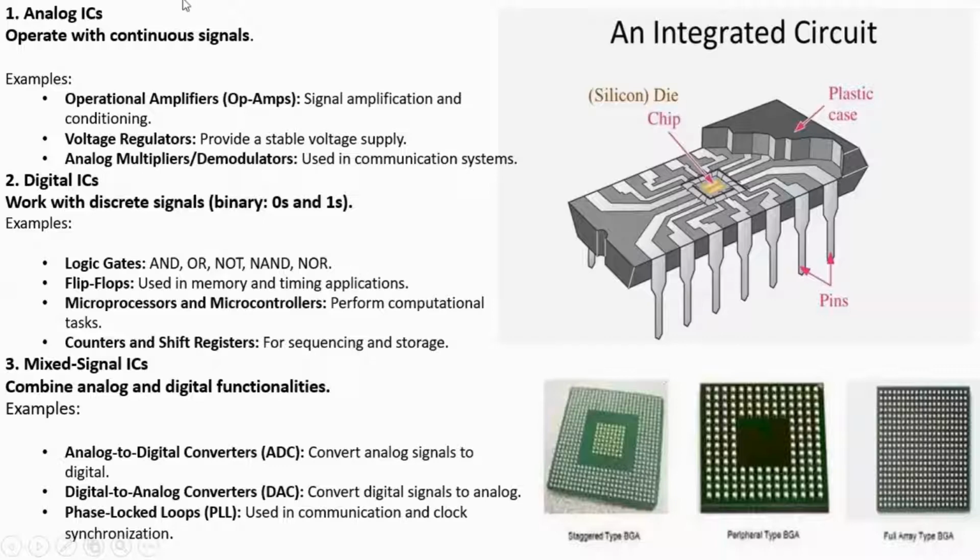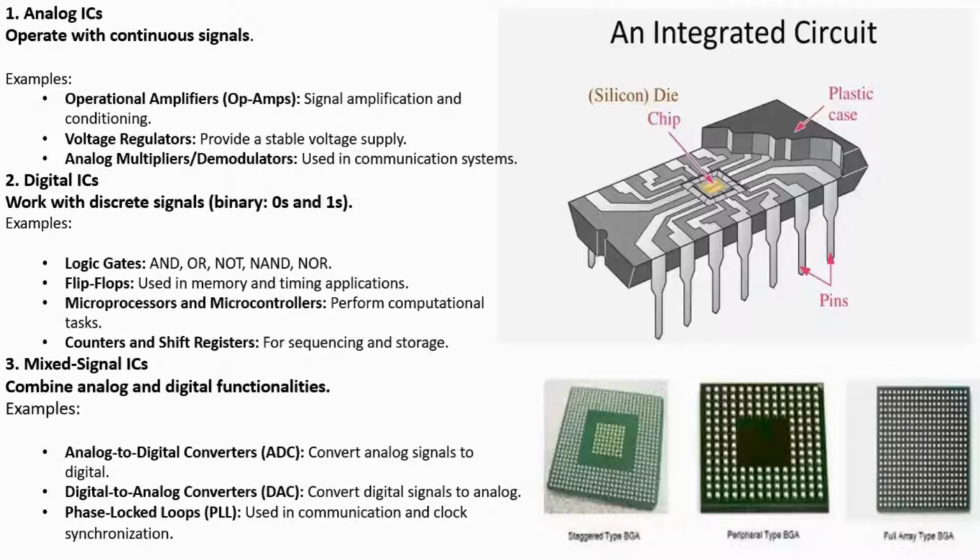Okay, right. Now we'll come to the types, or the function, of the ICs. So you have analog ICs, you have digital ICs, you have mixed signal ICs. These are the 3 basic ICs we should understand. What is an analog IC? Operational amplifier, voltage regulator, analog multiplexer, and demodulators. So these are analog ICs. So all power regulators are analog.